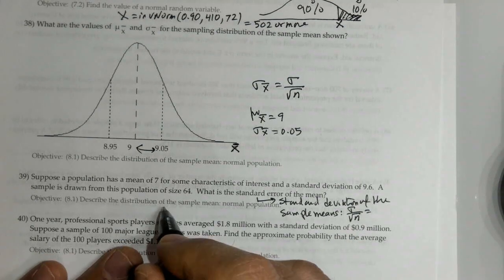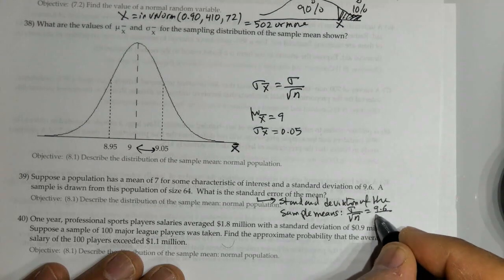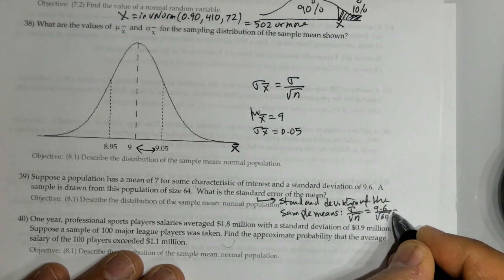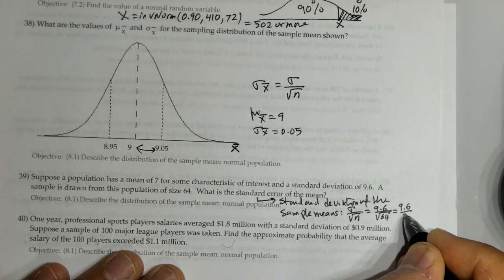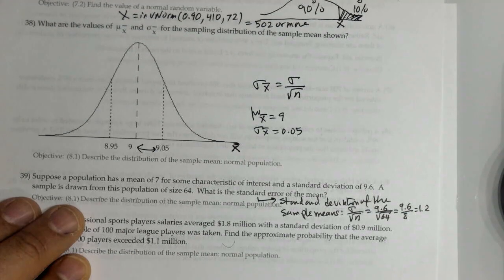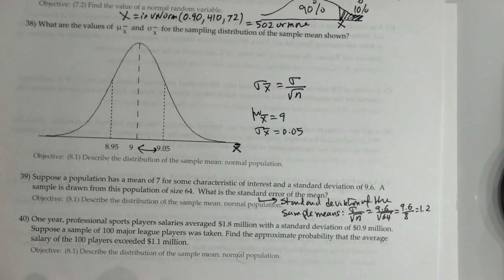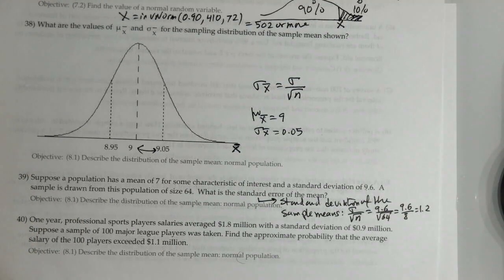What is sigma in this problem here? 9.6. And what is n? 64, square root of 64. So it's 9.6 divided by 8, which is 1.2. And that would be the standard deviation. So if I ask you for standard error of the mean, it is sigma over square root of n.